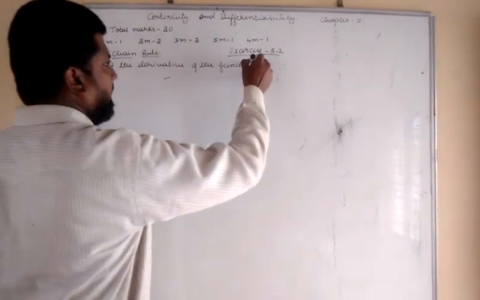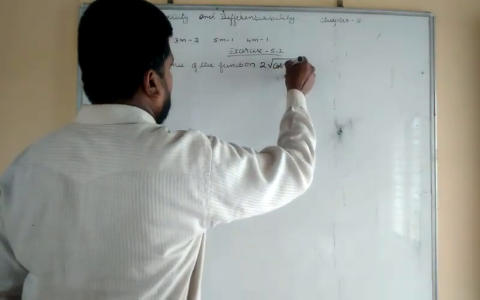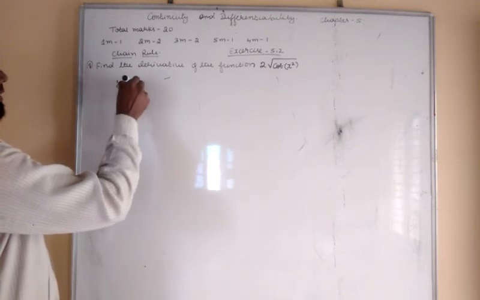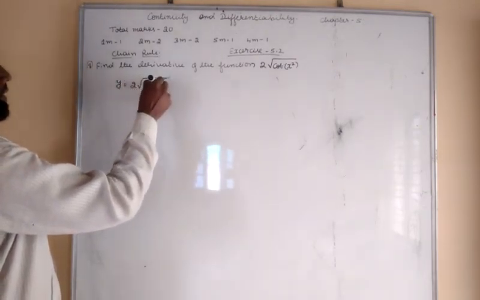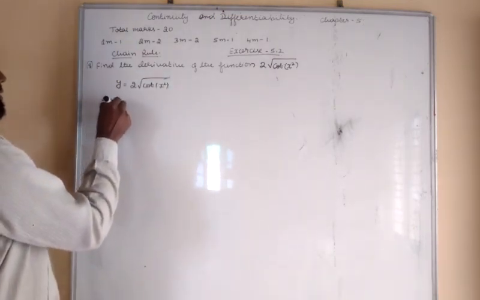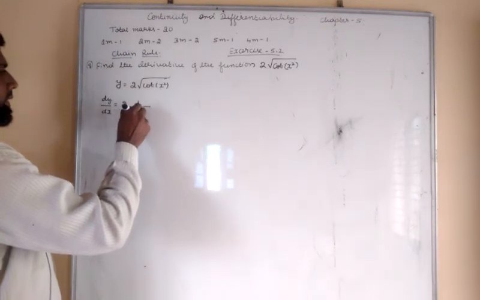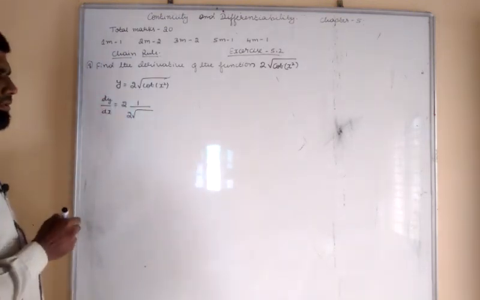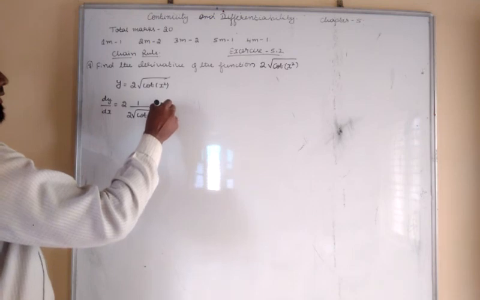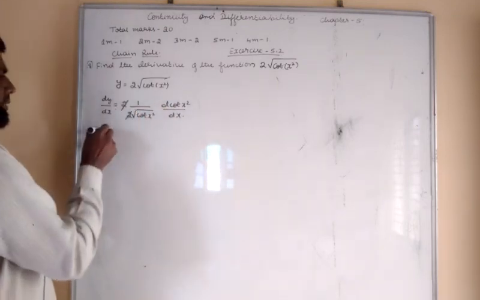The next problem is 2 root of cot x square. So y is equal to 2 root of cot x square. So differentiation of y with respect to x is equal to 2 constant. Root x differentiation is 1 by 2 root x. In the place of x, there is cot x square is there. Again, you have to differentiate cot x square. Okay, you can cancel this 2 and this 2.